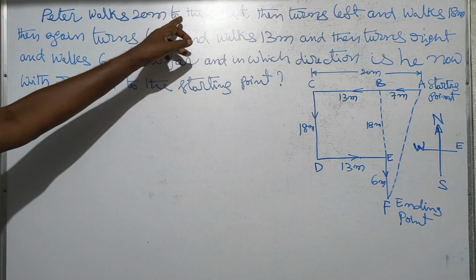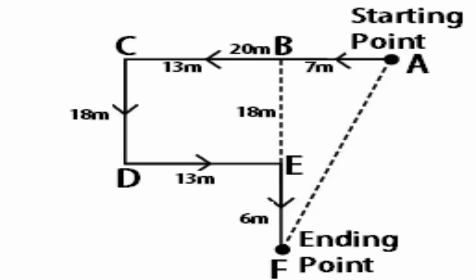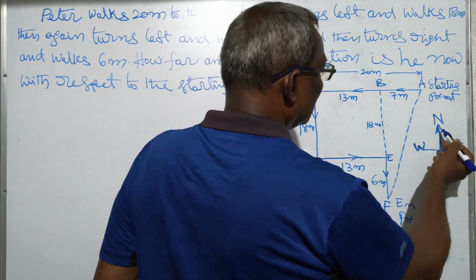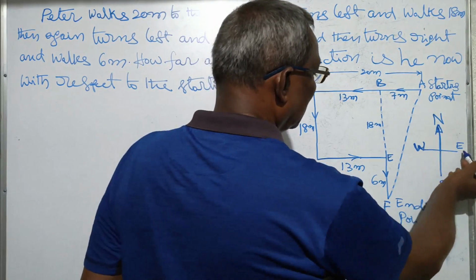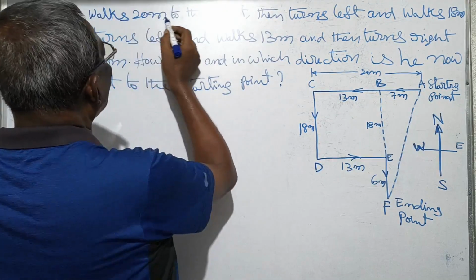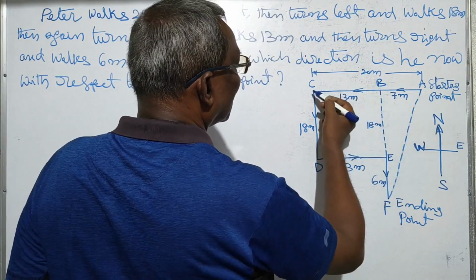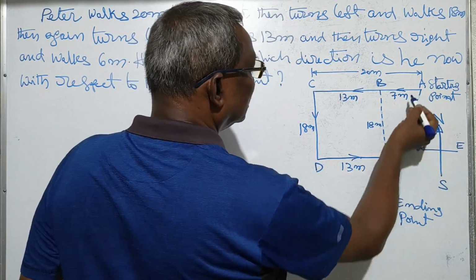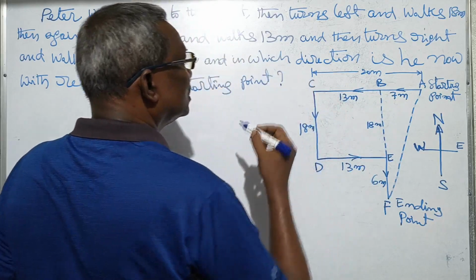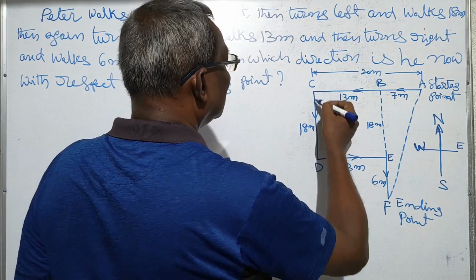Peter walks 20 meters to the west. First you observe here, this is north, south, east, west. A is the starting point. Peter walks 20 meters towards west. Then turns left, this side.